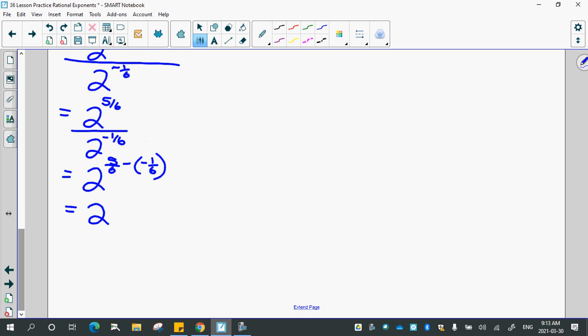You add, yep, so you get 2 to the 6/6, which is just 2 to the 1, right? Which is just 2. So it turned out to just be 2 through all that work.